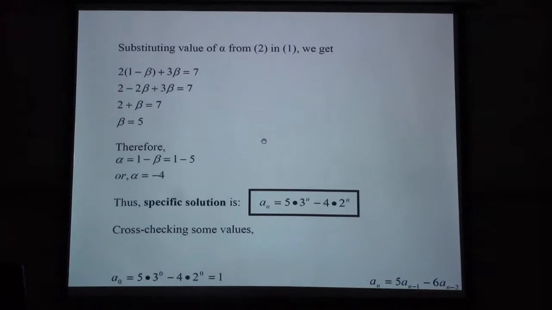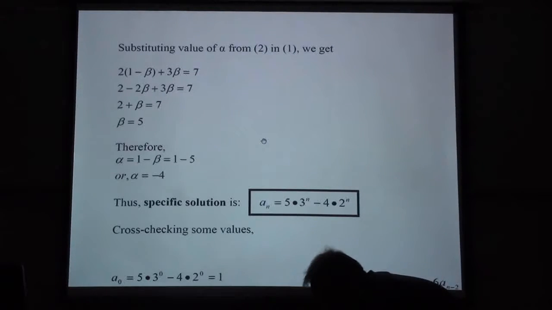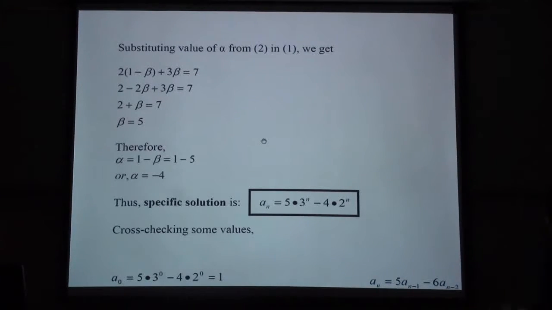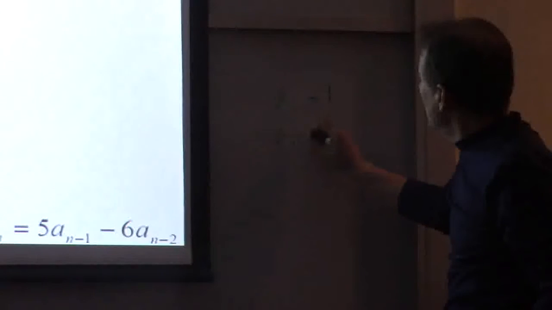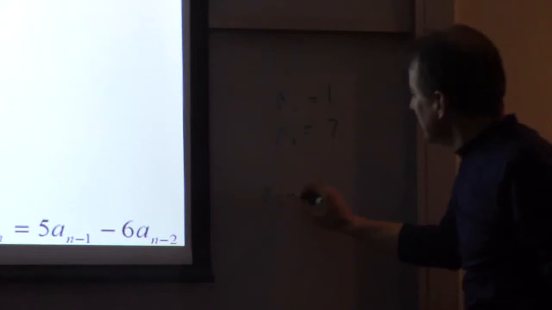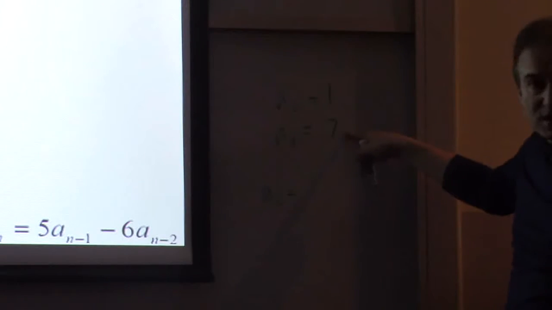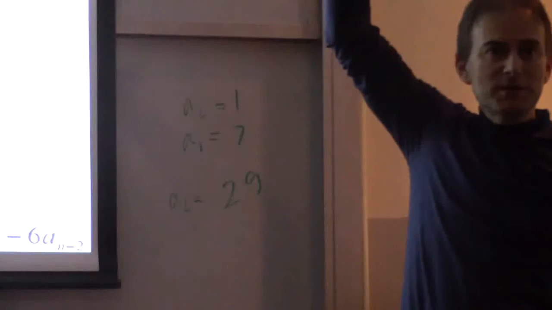Now, do you remember from our recurrence, when we did our recurrence, we said that A0 is equal to 1 given. We had A1 is equal to 7 given. But A2 was not given, but we computed it ourselves, and we said that's going to be 5 times this minus 6 times that, and that was equal to 29. How many people remember 29? How many people were sleeping?